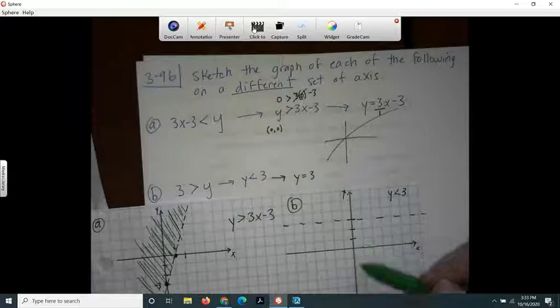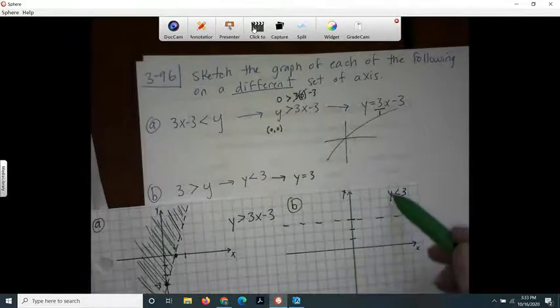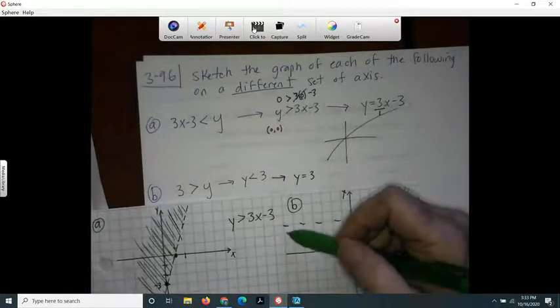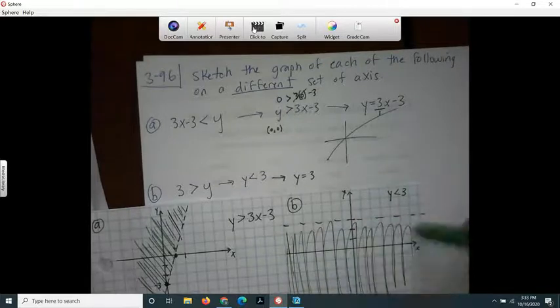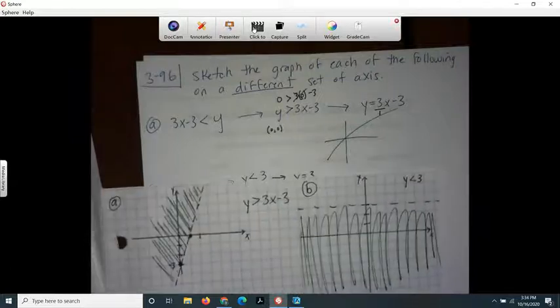If I wanted to check, I could plug in 0. This one's kind of a weird one. And I'm just going to do some shading. So that's the answer to letter B.